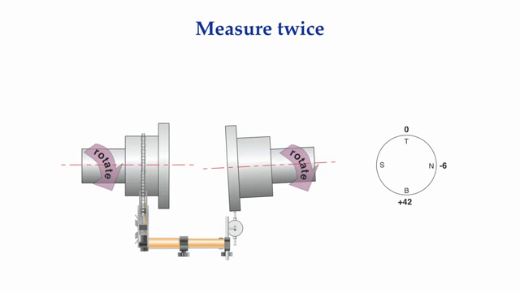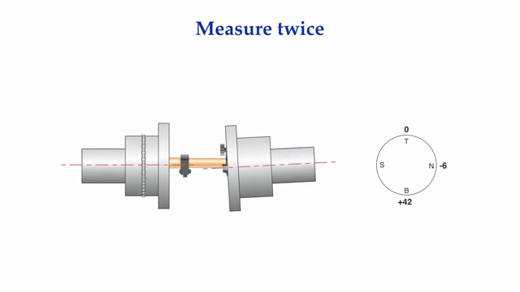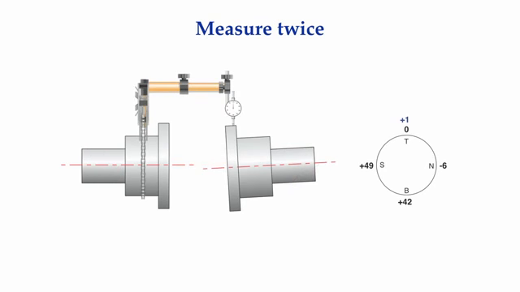Again, we rotate another 90 degrees so the dial indicator is now on the south side of the coupling hub. We note that the reading on the south side is a plus 49, and we write that down on our reading circle. We rotate back to the top and notice that the dial indicator is reading a plus 1. Close, but not quite back to 0.